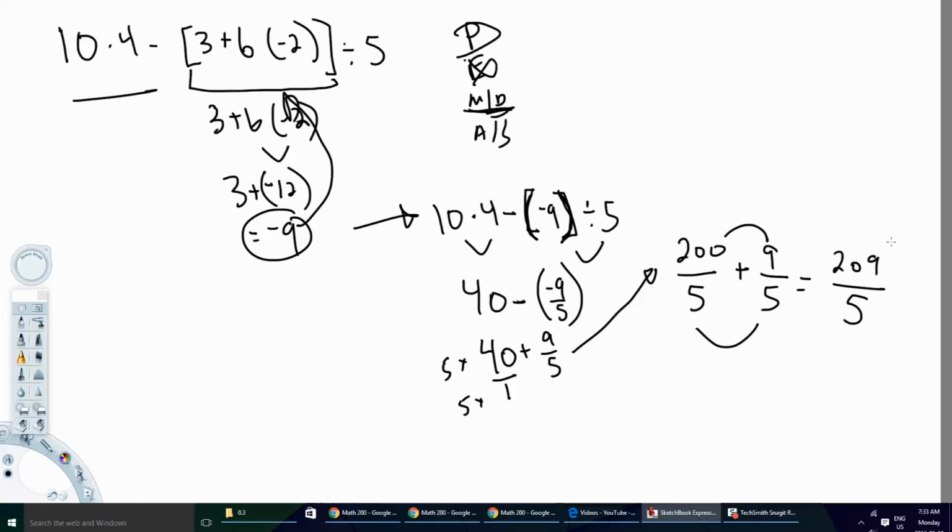That's your answer. That is your answer. You see how we did? We mixed the fractions and the order of our operations, which I find kind of awesome. Okay.